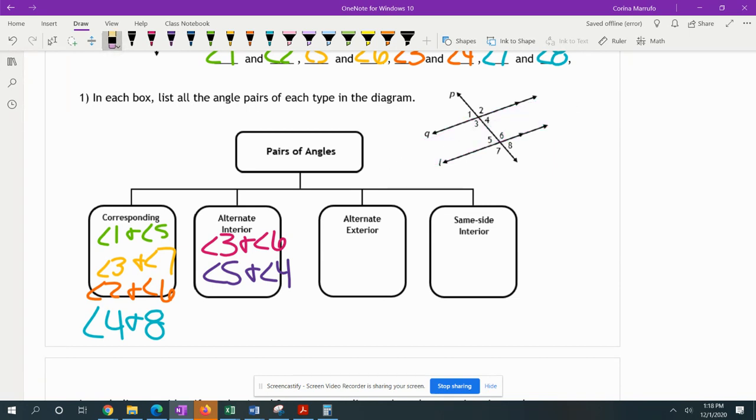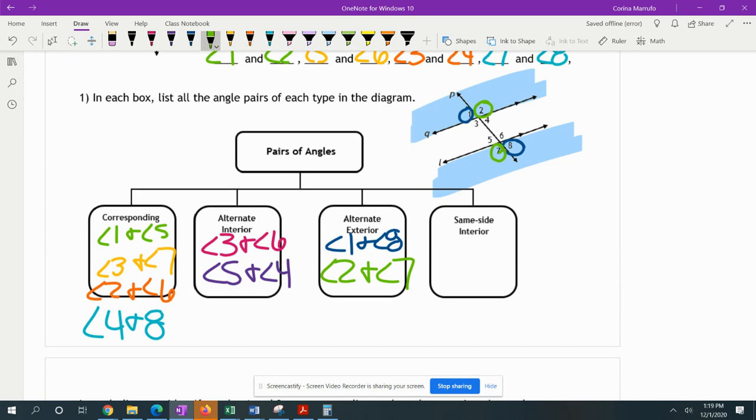Next is alternate exterior. So this is going to be my exterior. This is outside, okay? And alternate, so 1 would be alternate to 8, angle 1 and angle 8. And 2 would be alternate to 7. So angle 2 and angle 7.